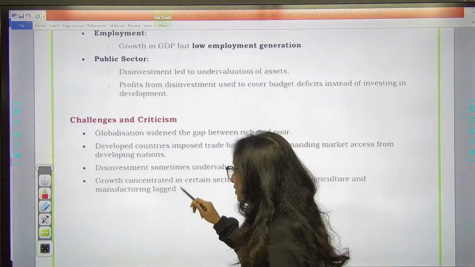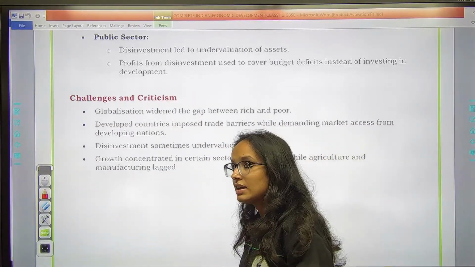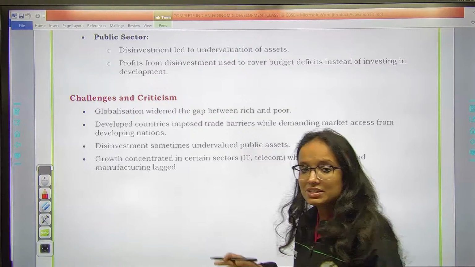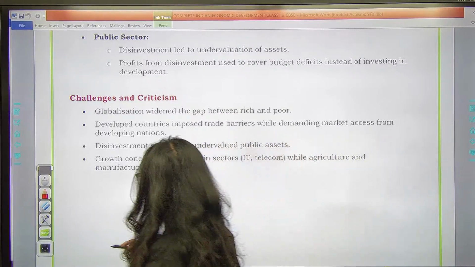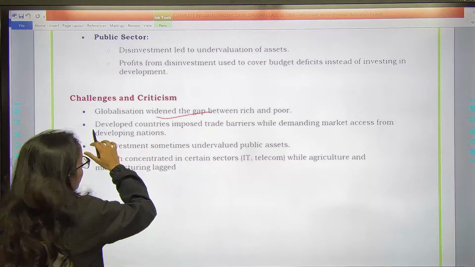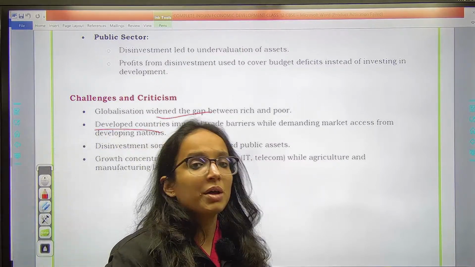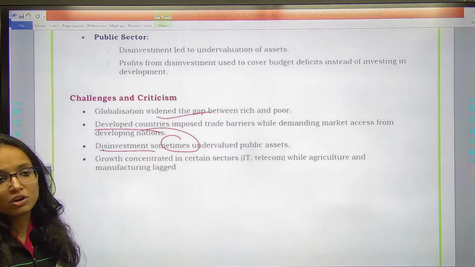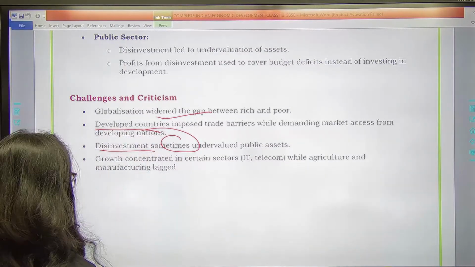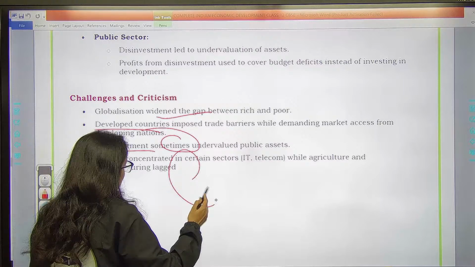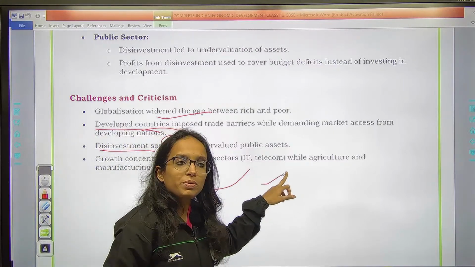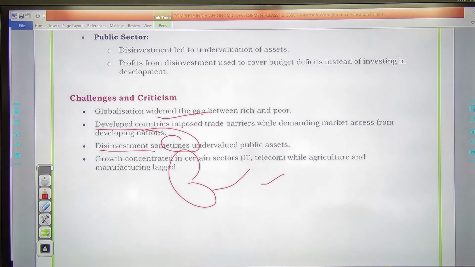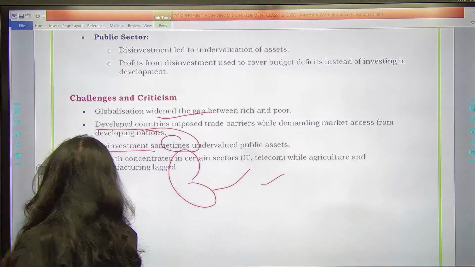Now, challenges and criticism. What are the challenges ahead, and what has been the criticism of all these LPG reforms? Globalization, first of all, increased inequalities, right? It widened the gap between rich and poor. Developed countries imposed trade barriers, so our products became less competitive. Because of undervalued disinvestment, a lot of public assets got undervalued. Also, growth was only concentrated in certain sectors, like the service sector, IT, telecom, while agriculture and manufacturing were still suffering. So the positive impact of LPG reforms was not well distributed, it was concentrated.